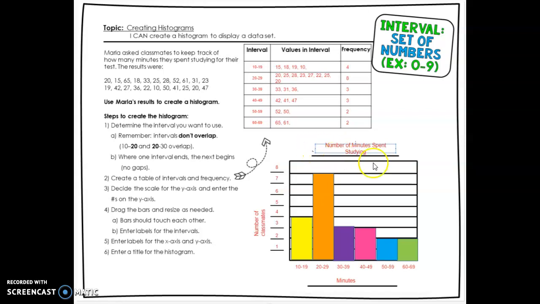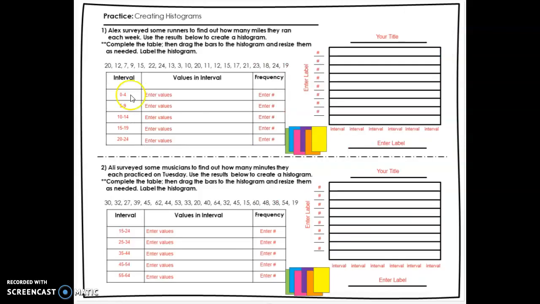Okay? So what you are going to be doing now is there's two here. I have put the intervals for you, but you need to figure out which values go in those intervals, what's the frequency, and then make your histogram by dragging the bars, making sure that everything's labeled here.